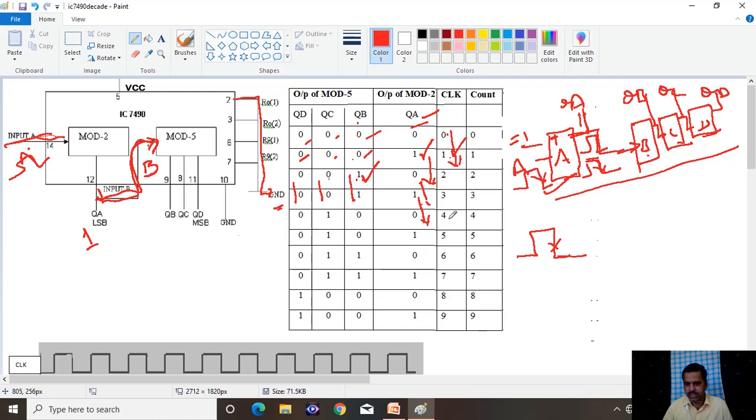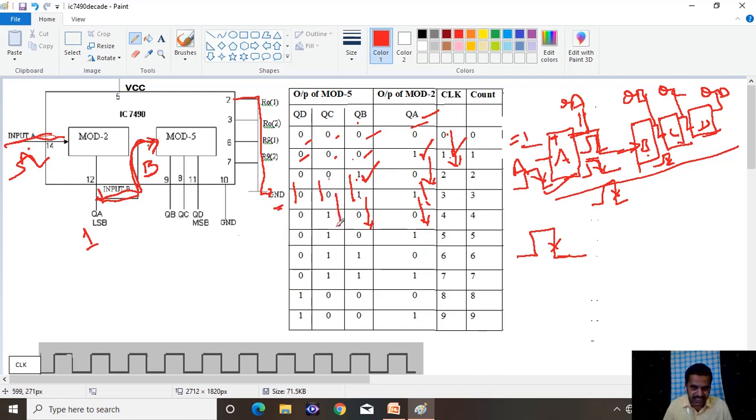When the fourth clock pulse is applied and it goes from 1 to 0, the B flip-flop changes from 1 to 0. The previous state is 1, it changes to 0 here. When it goes from 1 to 0 here, it becomes a clock to the C flip-flop.